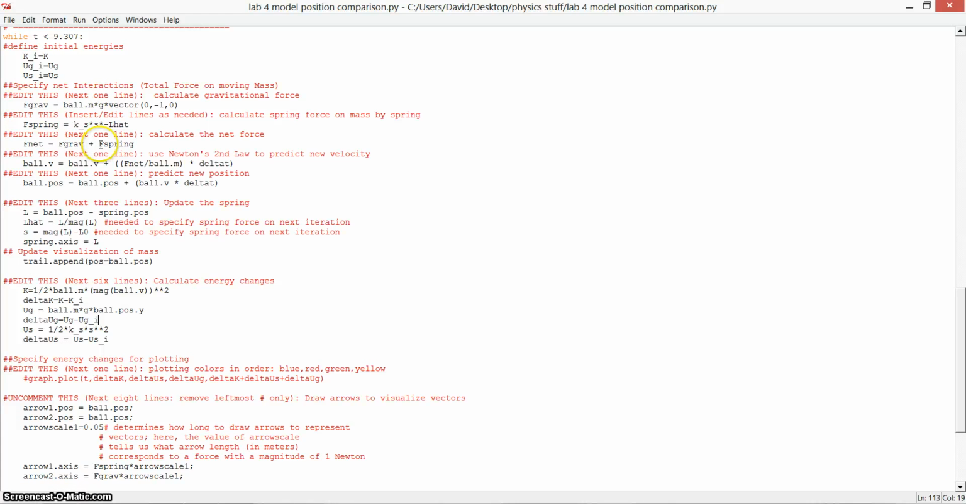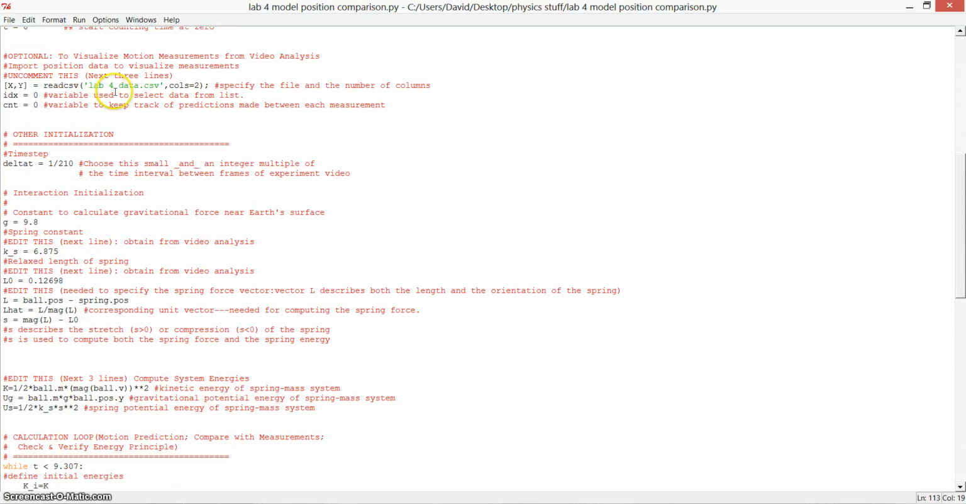I defined my spring force as the spring constant times the amount of stretching or compressing, and pointed in the direction opposite of the L hat vector, which itself is pointed in the direction from the relaxed length position to its current position. I then added the corresponding code needed to update the velocity, position, and spring properties. Then I defined the changes in energies and created arrows to represent the 2 forces on the mass.